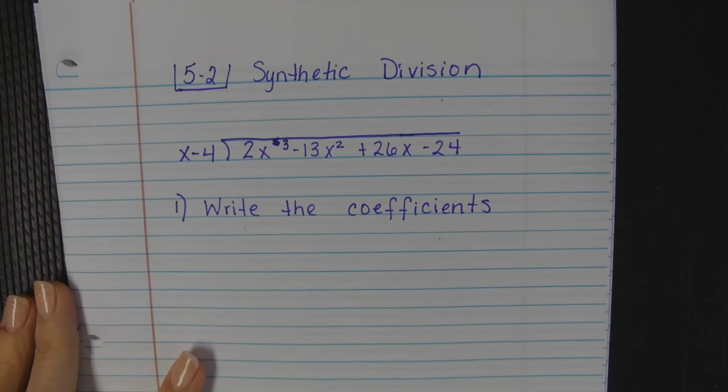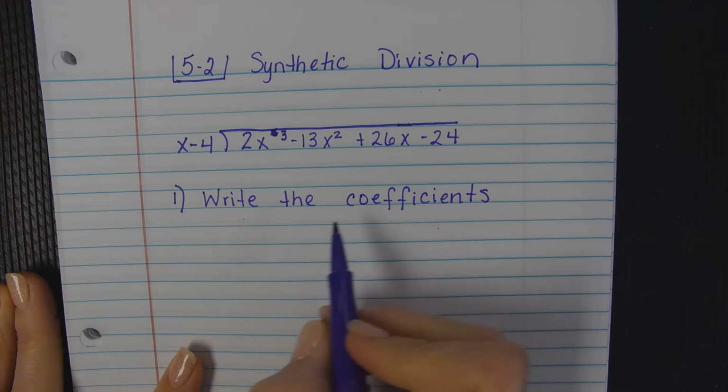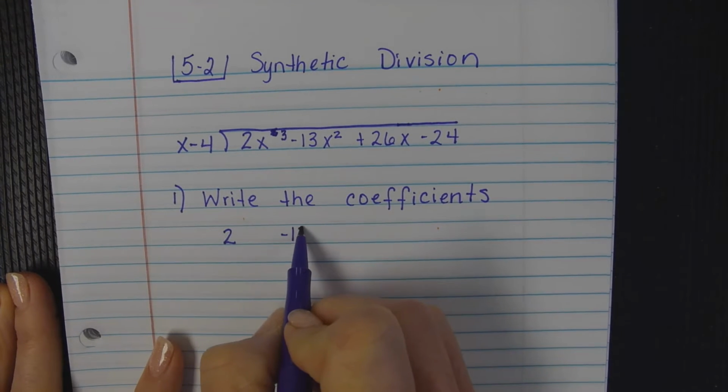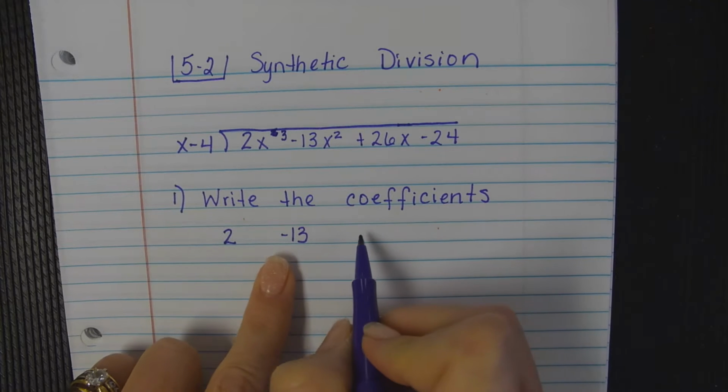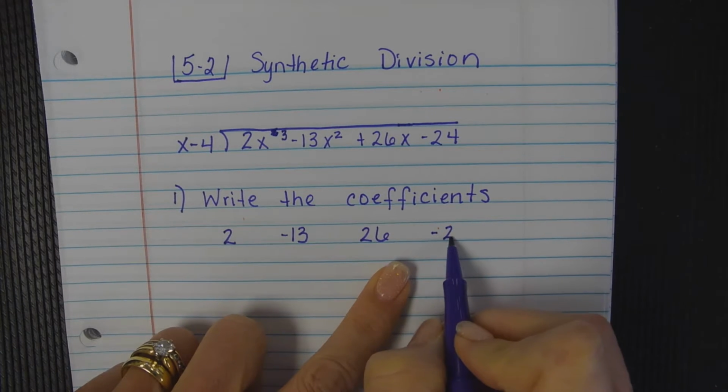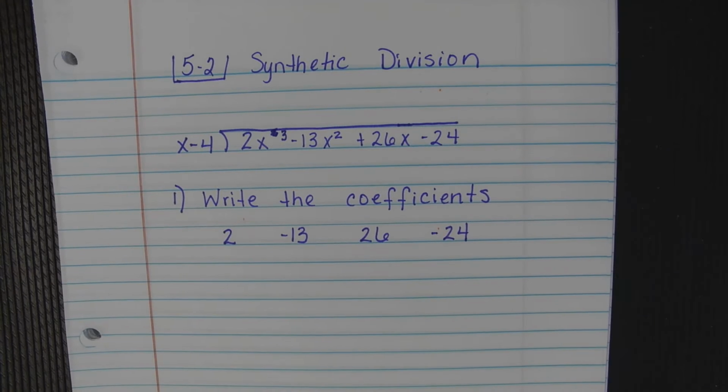All right, so let's just say them again, say them out loud. 2, what's next? If you notice, I'm leaving just a little bit of space. 26, and lastly is negative 24.